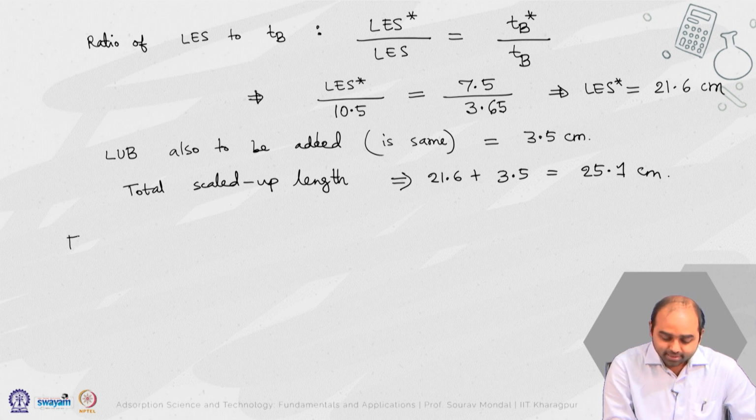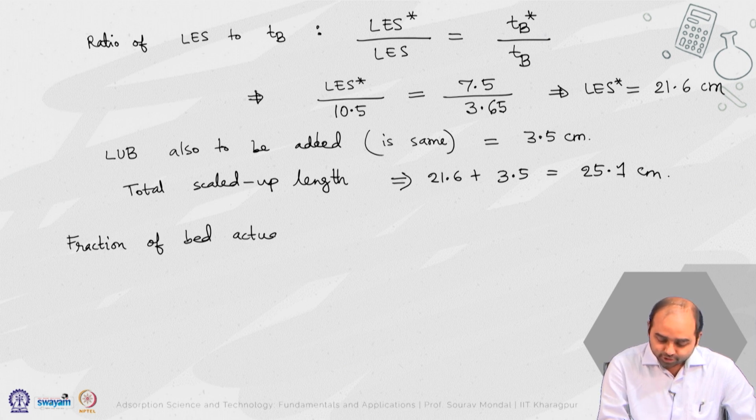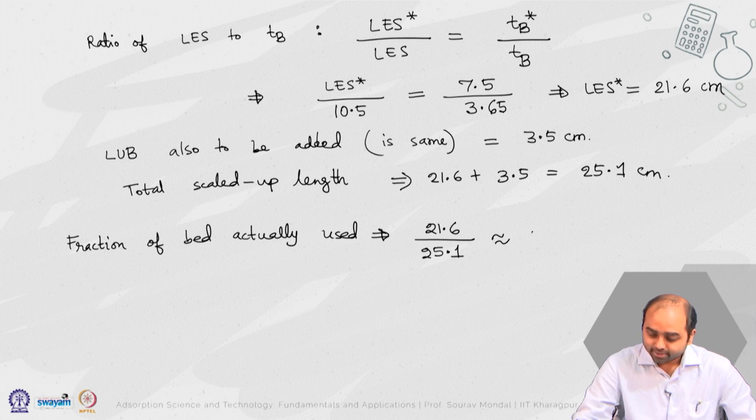So in this case the fraction of bed actually used is also increased. In this case this is 21.6 divided by the total length of 25.1, and this is substantially higher compared to the previous value of 75%.